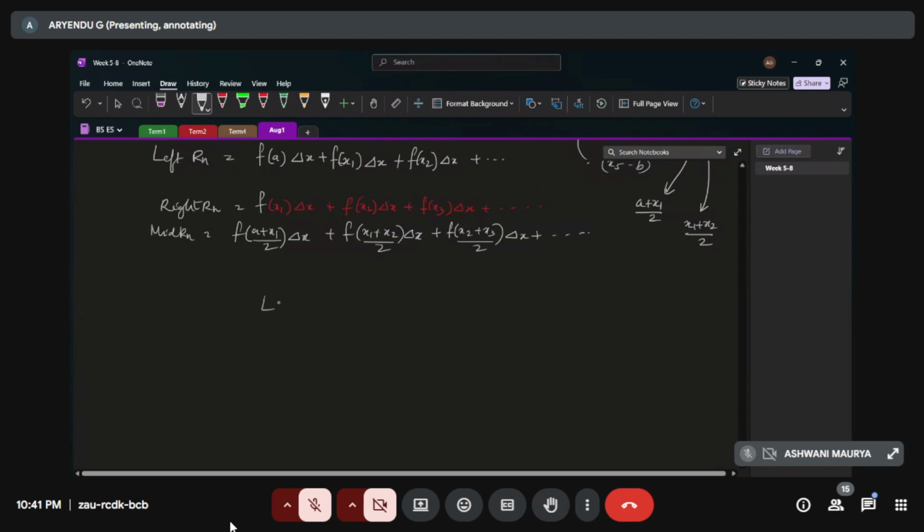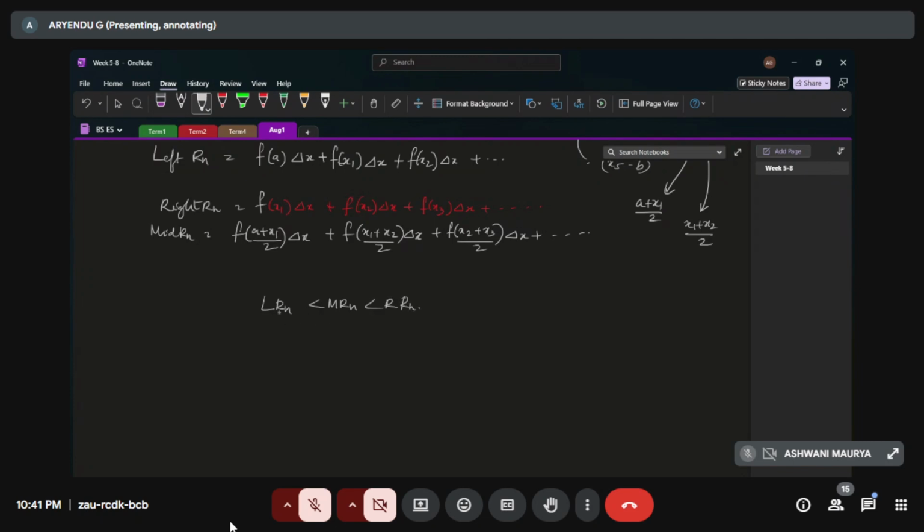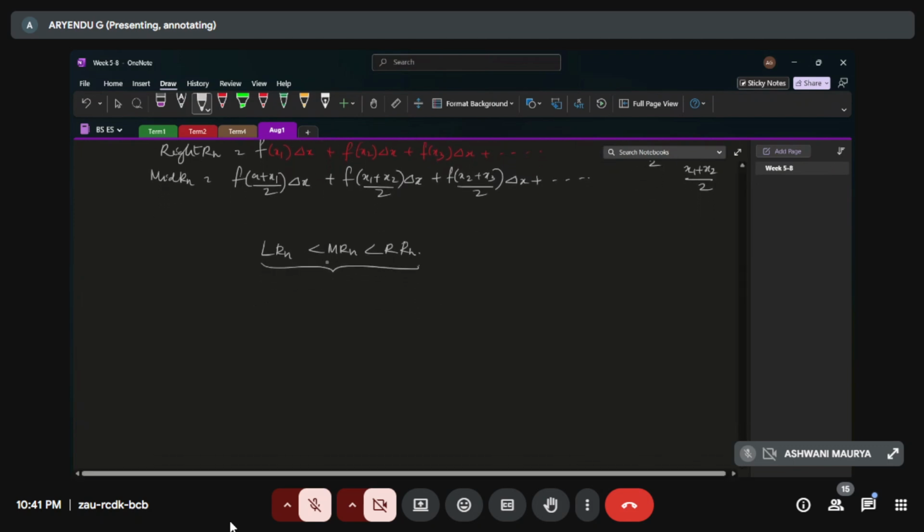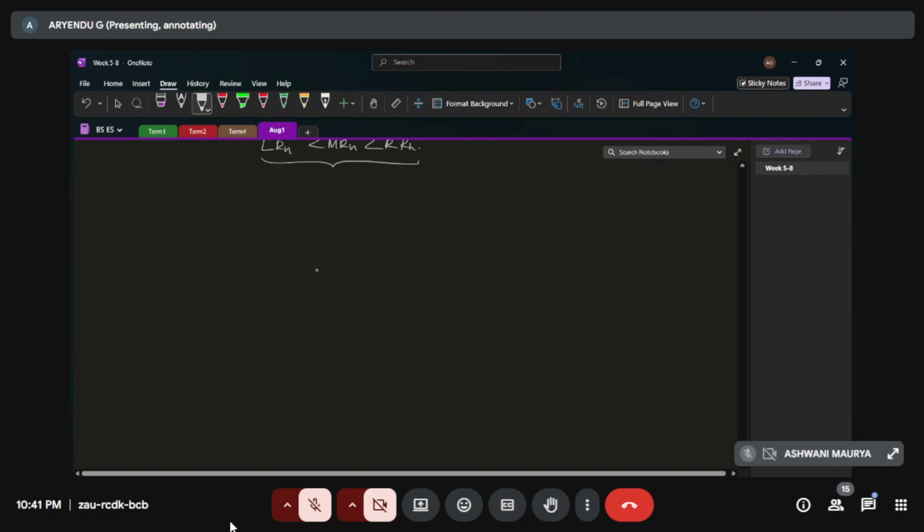So something you can notice, the left Riemann sum will be less than the mid Riemann sum, and the mid will be smaller than the right Riemann sum. So this is usually how it comes. It is not usually equal to each other. This is how the left Riemann sum will be the smallest, then the mid Riemann sum, and then the right Riemann sum. So we can use a very simple example for this also.